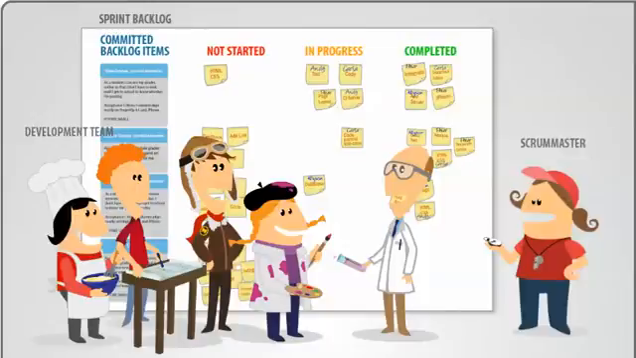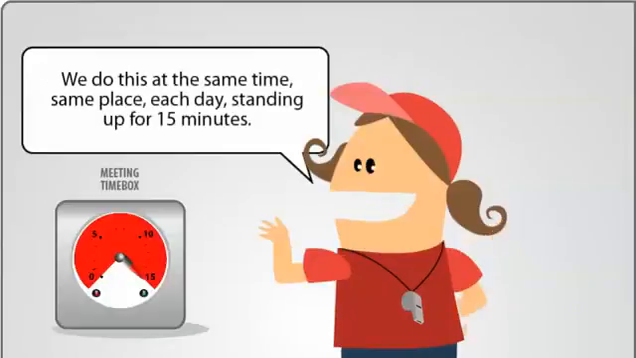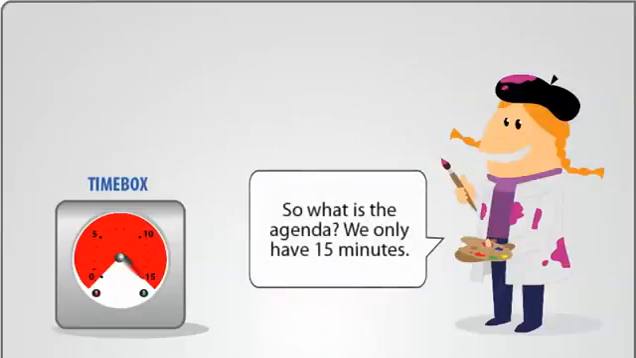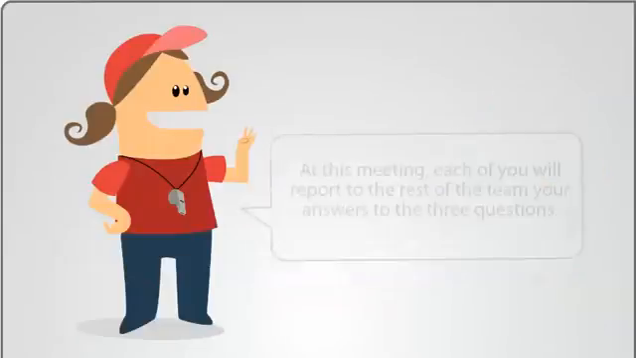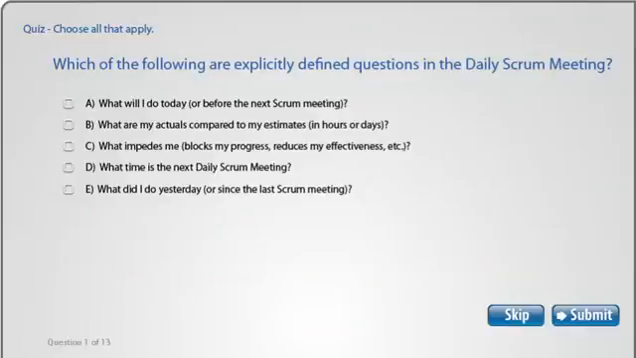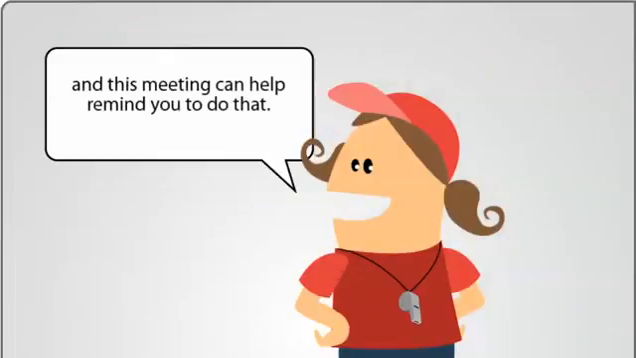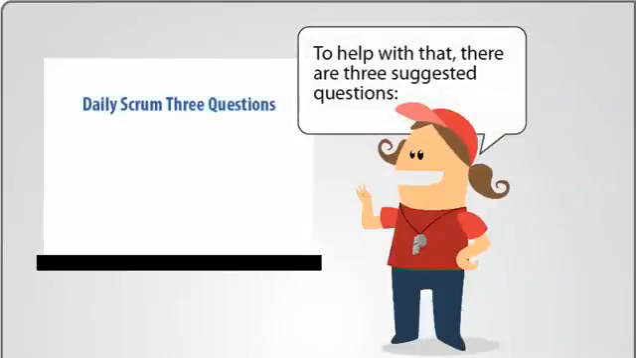Hello, as your Scrum Master, I'm here to help you with your daily Scrum meeting. We do this at the same time, same place, each day, standing up for 15 minutes. So what is the agenda? We only have 15 minutes. At this meeting, each of you will report to the rest of the team your answers to the 3 questions. As a self-organizing team, you're collectively responsible for collaborating with each other, and this meeting can help remind you to do that. To help with that, there are 3 suggested questions.